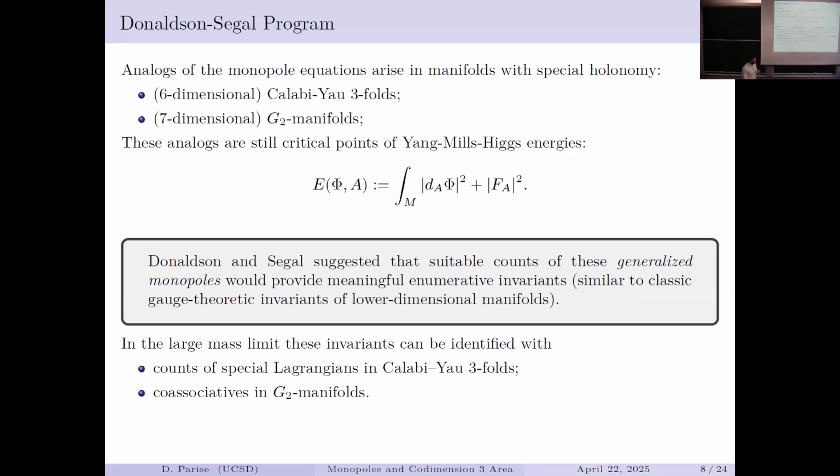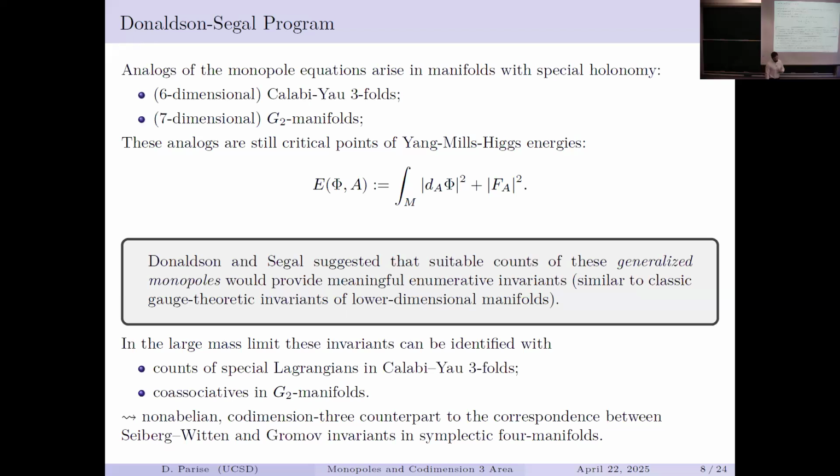In particular, Donaldson and Segal suggested that these generalized monopoles will allow you to take an invariant in your 6-dimensional or 7-dimensional manifold and express it as a sum and product of invariants that are computed over the special Lagrangians or co-associatives. This is still very impressionistic, this program of Donaldson and Segal, but it would be similar to what Taubes did with Seiberg-Witten and Gromov-Witten invariants, but in higher dimensions and in the non-abelian case. And I'll give you the precise definition of what these generalized monopoles are.